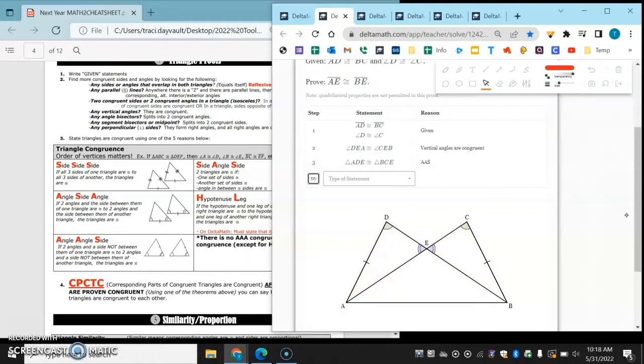So we haven't used this line. We would use that line if we were looking at the bigger triangles. We haven't used the line AB.